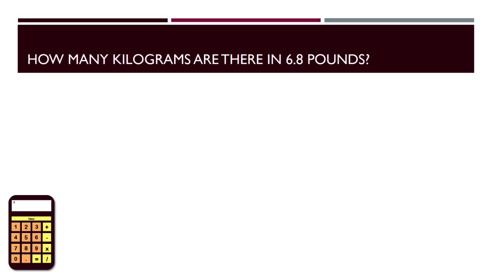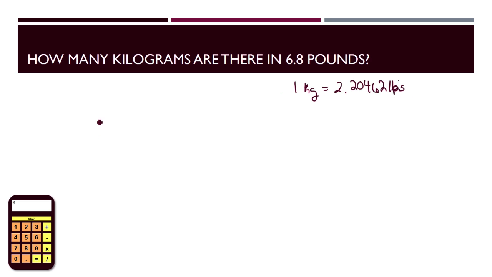All right, here's another one. How many kilograms are there in 6.8 pounds? Well, you could certainly look up what 1 kilogram is in pounds by doing a web search. And because I didn't happen to know that one offhand, I went ahead and looked it up. And I saw that 1 kilogram is equal to 2.20462 pounds, or lbs.